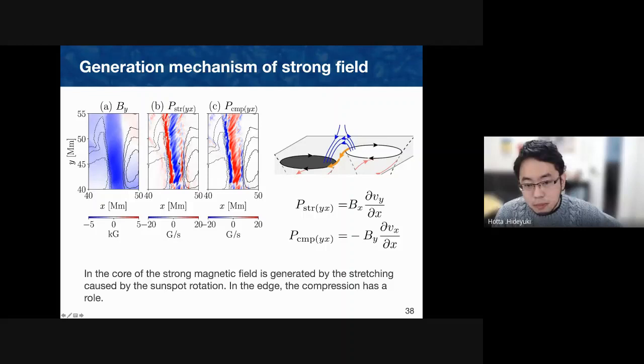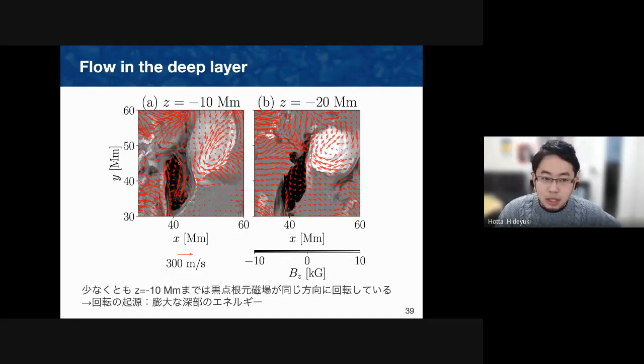But the important point is here. This is a flow in the deep layer. This is 10 megameters and 20 megameters. Even at 10 megameters, a sunspot is rotating in the same direction. And at 10 megameters, the density is more than 1,000 times larger than the photospheric value. And this rotation has a very large kinetic energy. This energy is transported to the photosphere, and this very strong magnetic field is maintained.